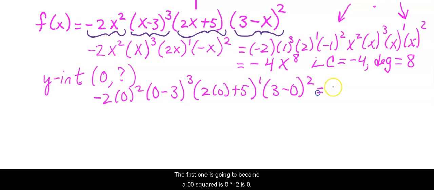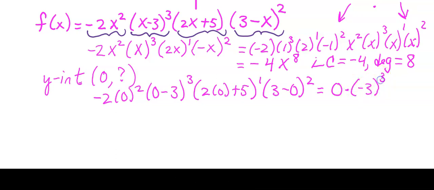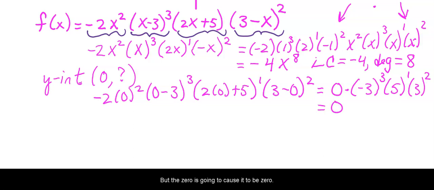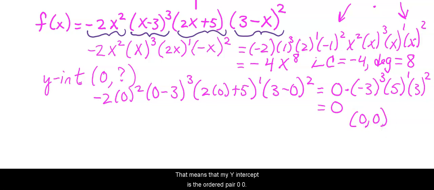The first one is going to become a 0. 0 squared is 0 times -2 is 0. The second is -3 cubed, but I'm multiplying it by 0, so that's going to wipe it out. The second one would be 5 to the first, but again, I'm multiplying by 0, and the last would be 3 squared. But the 0 is going to cause it to be 0. That means that my y-intercept is the ordered pair 0, 0.